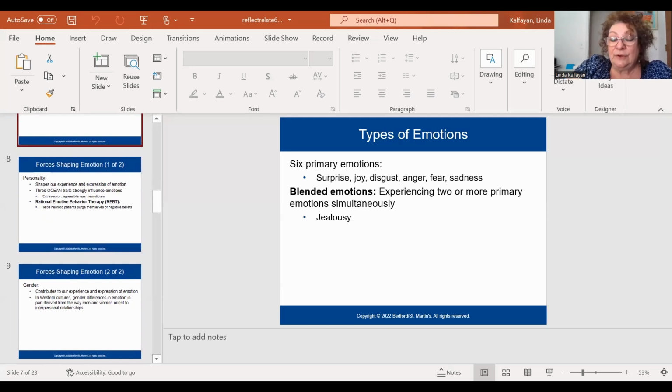So we have other emotions that are blended. And on your Blackboard, I will place a list of emotions, because sometimes, honestly, we don't have the words to express our emotions. And sometimes it's actually better to say, yeah, I'm feeling this, and we don't have the right words. So I will put that up and take a look at it.